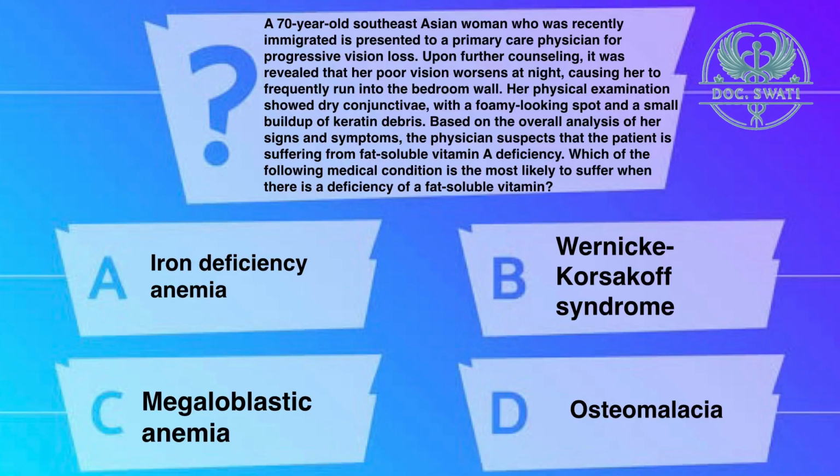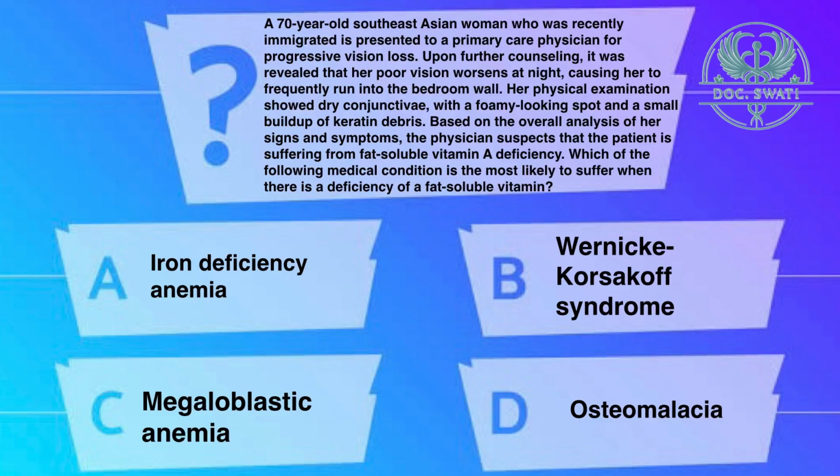Our next question is, a 70-year-old Southeast Asian woman who has recently immigrated is presented to a primary care physician for progressive vision loss. Upon further counseling, it was revealed that her poor vision worsens at night, causing her to frequently run into the bedroom wall. Her physical examination showed dry conjunctiva with a foamy looking spot and a small buildup of keratin debris.